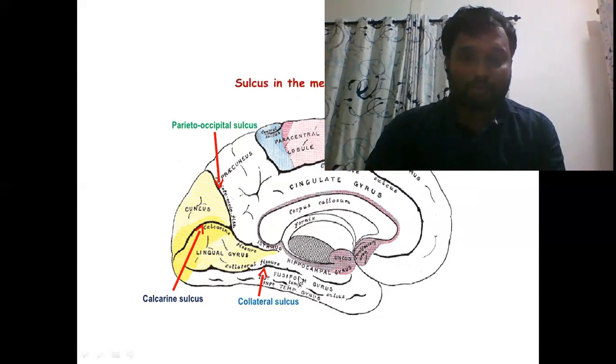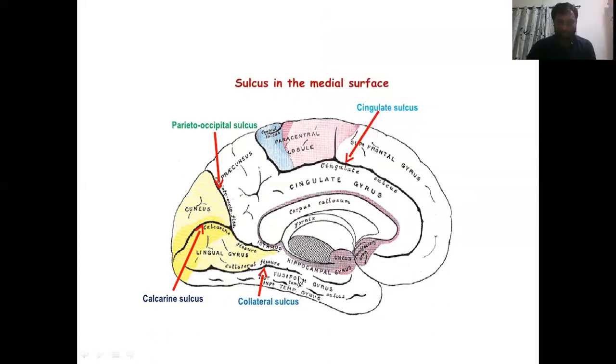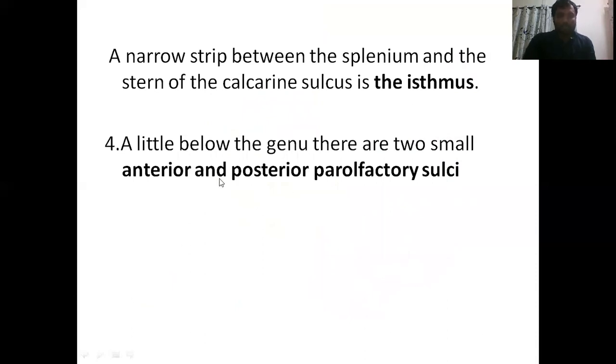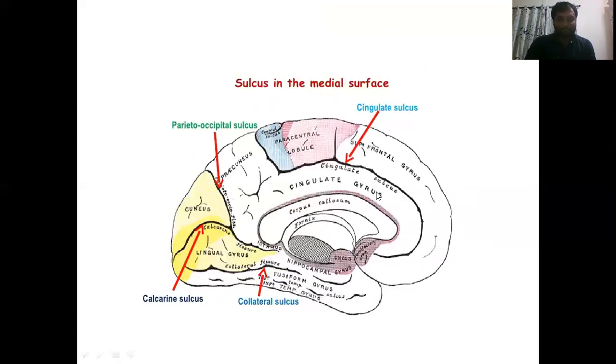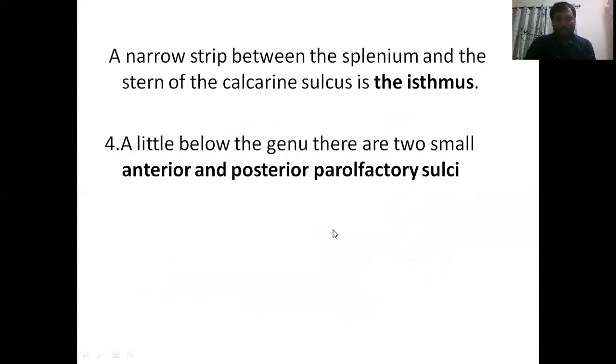So the medial surface is almost over. Then two more areas: the anterior and posterior paraolfactory sulcus. Where are they? See here, below the rostrum. See, this is the rostrum of the corpus callosum, then it will continue with the genu. So below the rostrum here we can see two sulci. Those are the anterior and posterior paraolfactory sulcus.